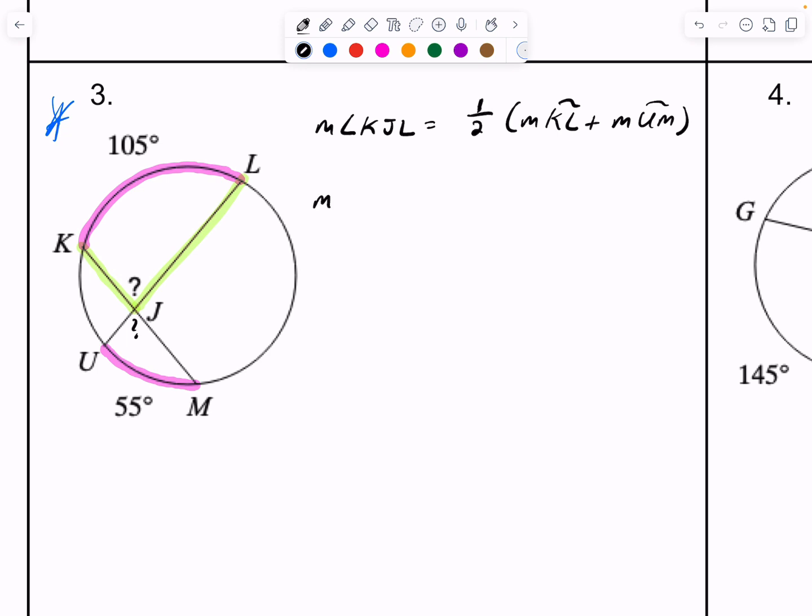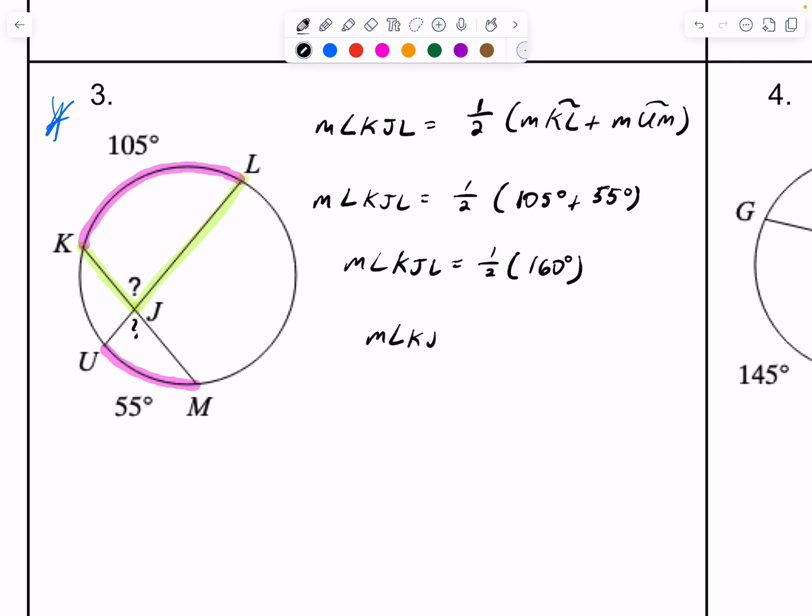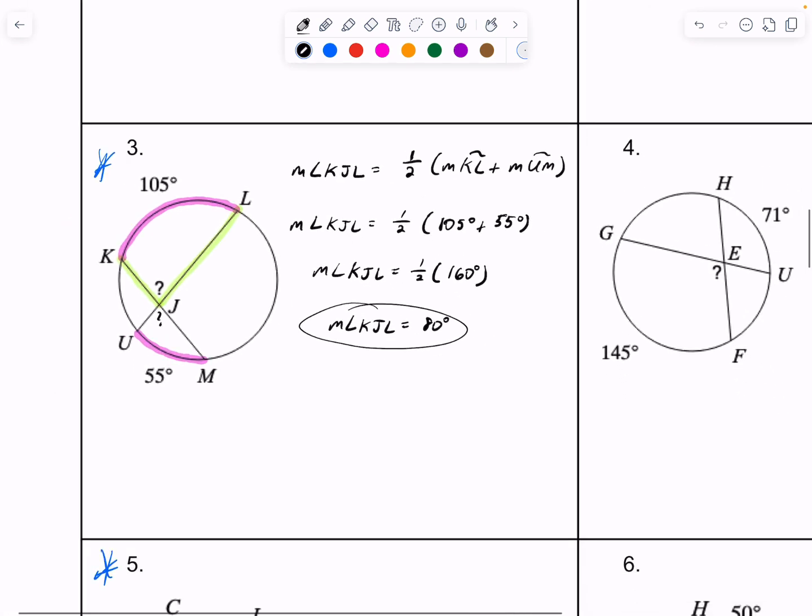Okay, so I'm going to do that by finding the sum of 105 degrees plus 55 degrees. When you add that together, you get 160 degrees. So this angle, KJL, is going to be 80 degrees. And that is it for number 3. So that's kind of the most straightforward way you'll see the use of that one.